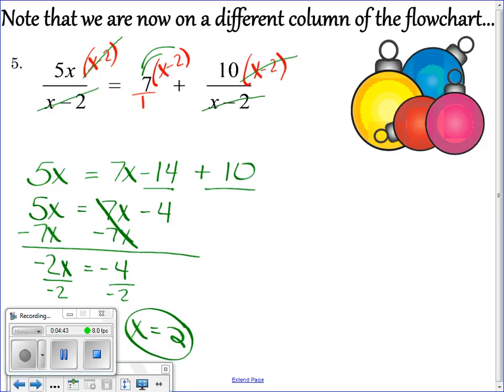So what do we say for this problem? There is no solution. Good. No solution, or just 0 with a slash through it. All right, because the answer we got is actually extraneous.